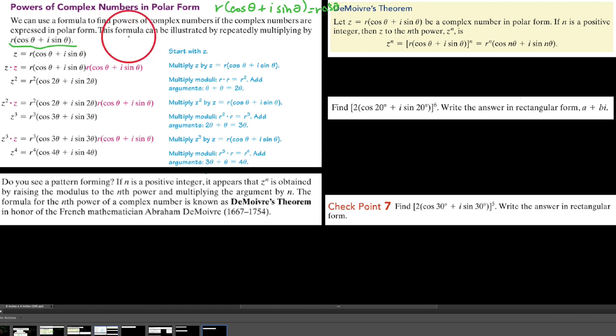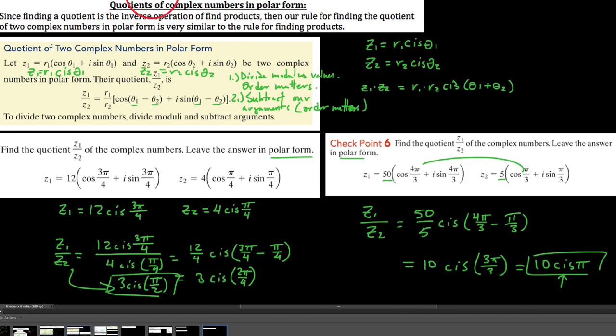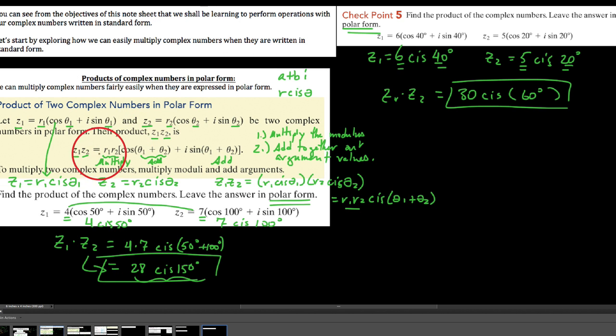When we're raising things to a power, the neat thing is that we can basically repeat multiplication. Raising something to a power is really just multiplying it by itself over and over again. So we're going to use our knowledge of multiplying two complex numbers, where we know that when we multiply two complex numbers, we multiply their modulus values and then add together their arguments.